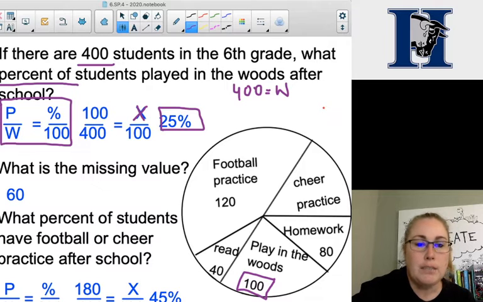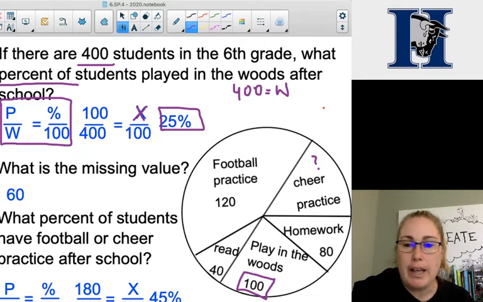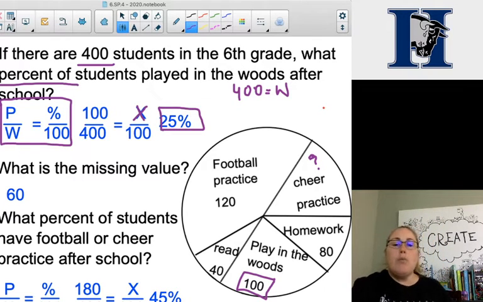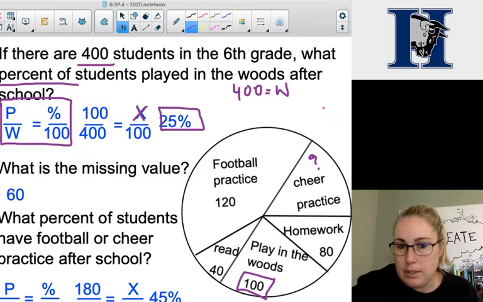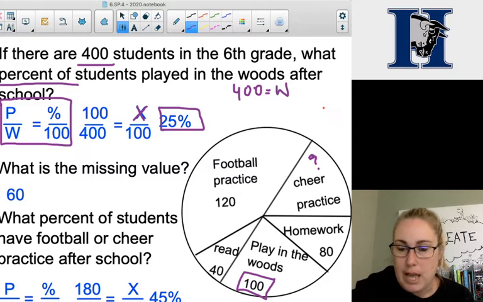All right, next problem. What is the missing value? So you can see cheer practice does not have any information here, so we have to figure out what it is. Now, we can't subtract from 100 because if the whole circle was 100 and I take away football practice, I'm in the negatives, and that can't happen here.